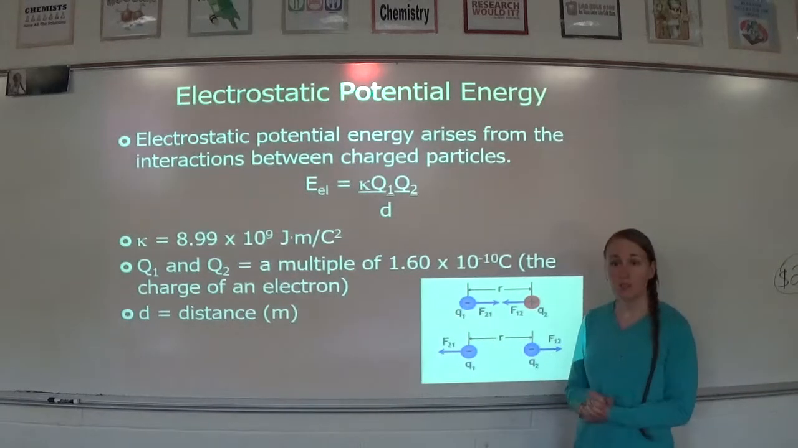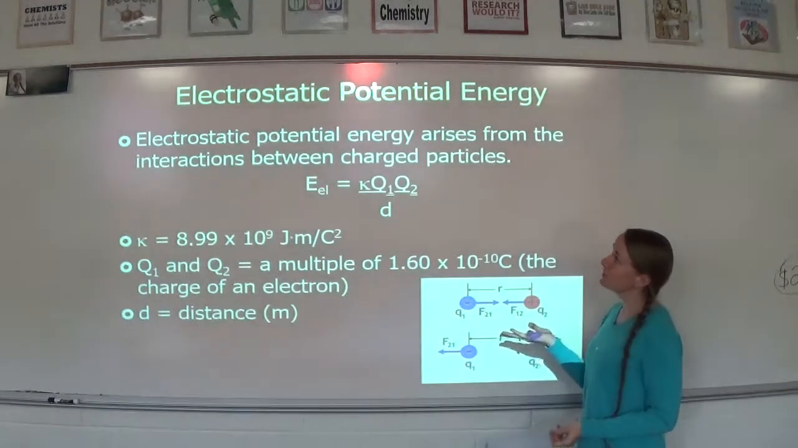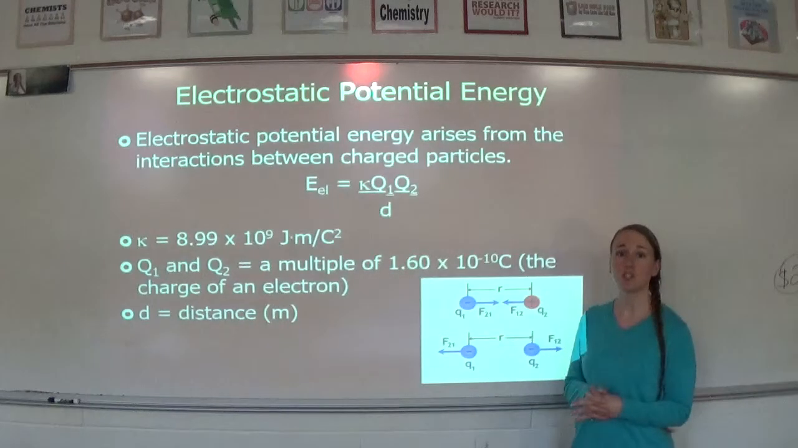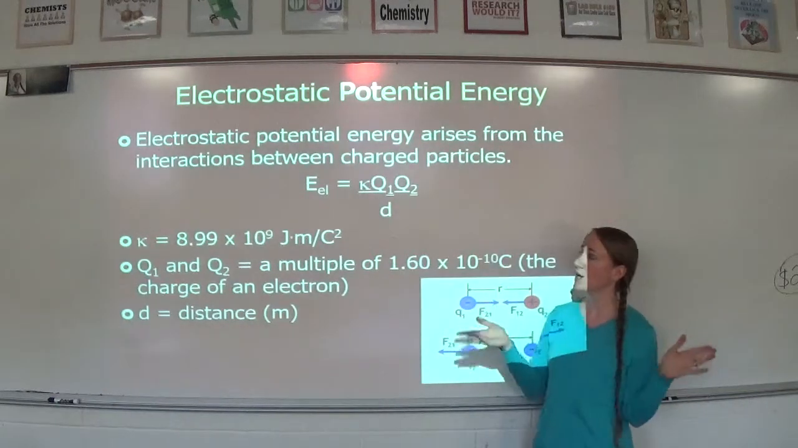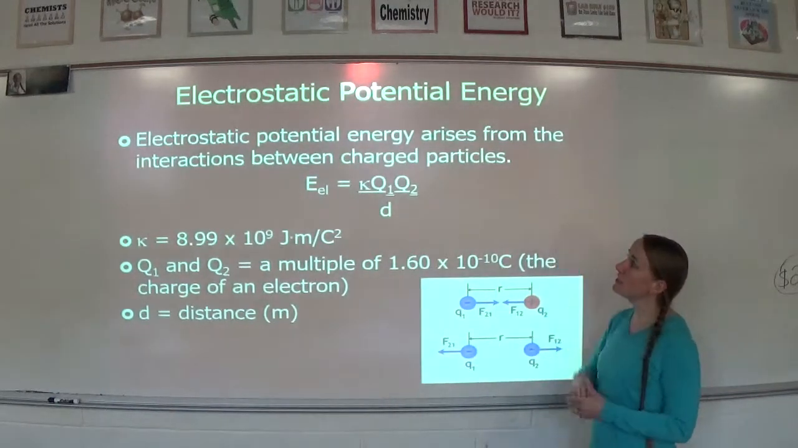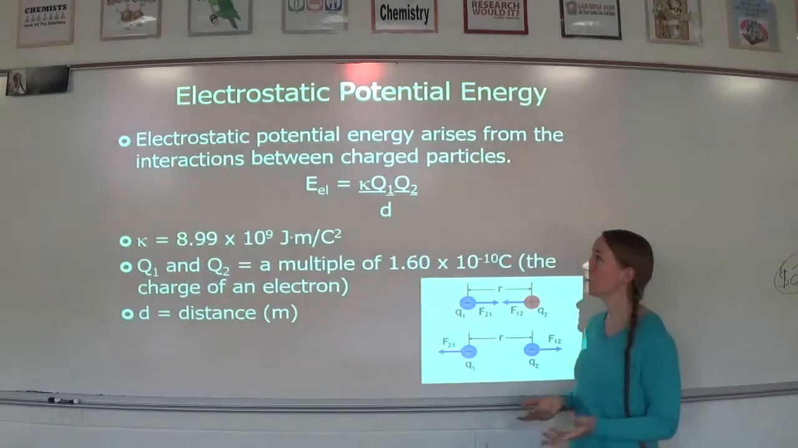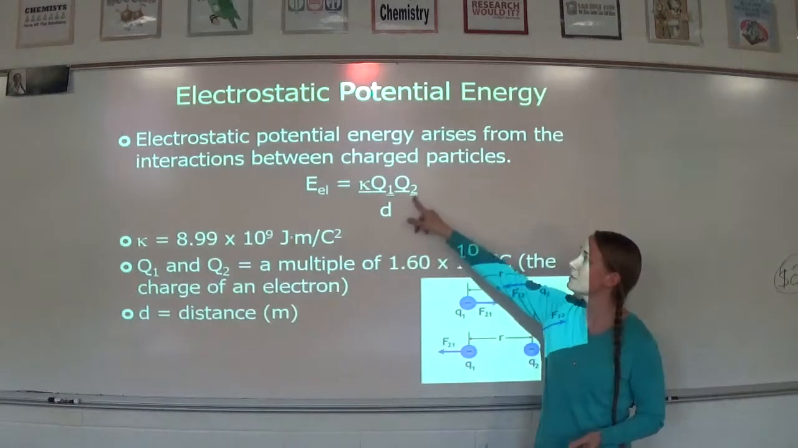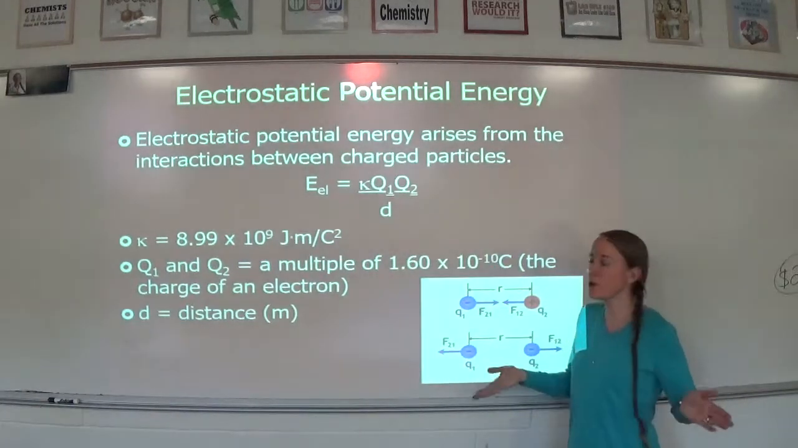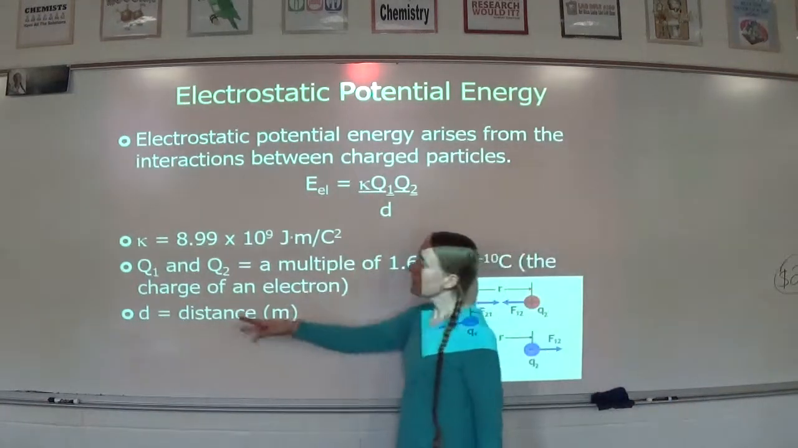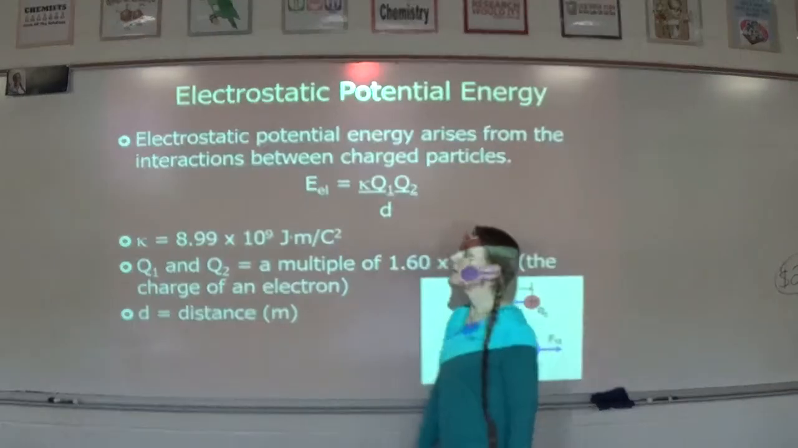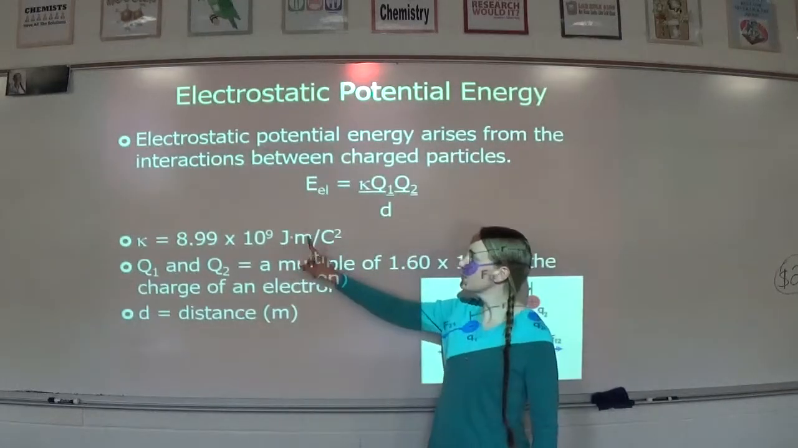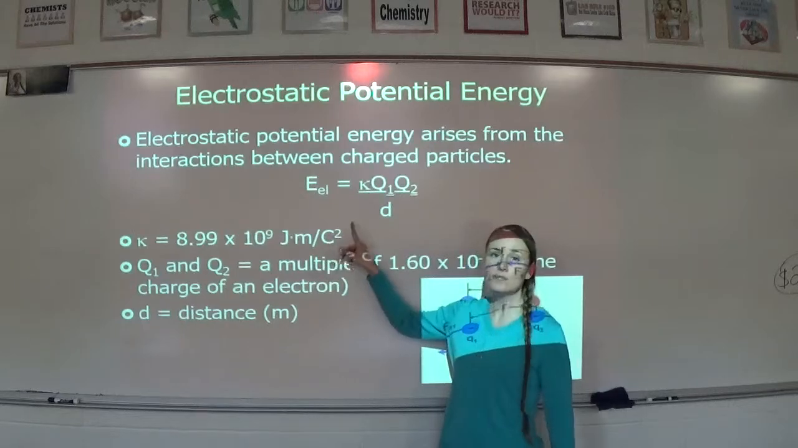One type of energy we're also going to talk about is electrostatic potential energy, because of course that's based on charged particles, which is what chemistry is all about. It arises from the interactions between charged particles. Your electrostatic potential energy is kappa times Q1 times Q2 over d. So what do all these things mean? Well, kappa is a constant, 8.99 times 10 to the 9 joules times meters per coulomb squared.